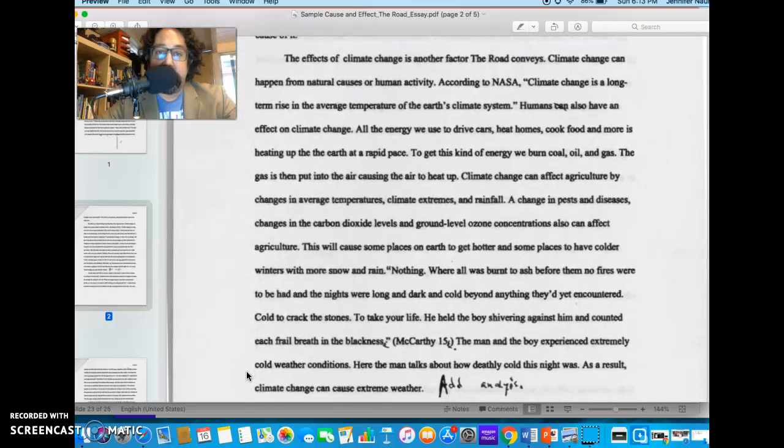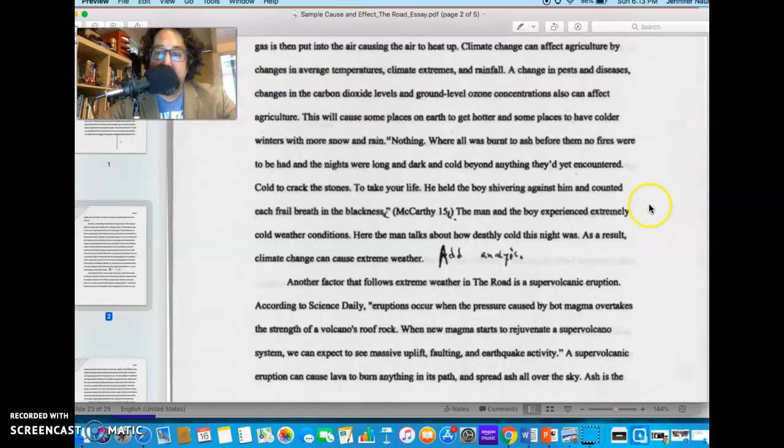Let's go ahead and take a look at the next one. Here we go. Climate change is another factor. Oddly phrased, it's in passive voice. The author conveys it. Actually, not the novel, but that's okay. That's a minor issue, right? What we're seeing a lot in this particular essay is there's a lot of analysis after the science and then not enough to connect it.